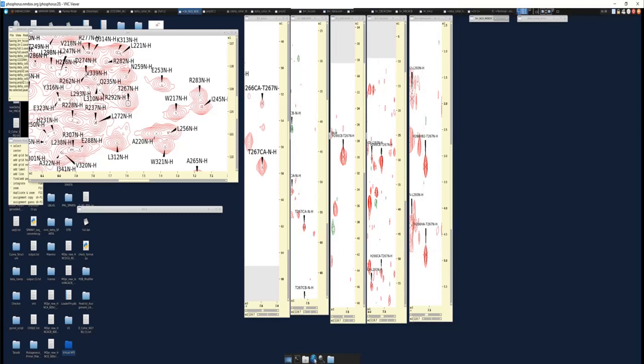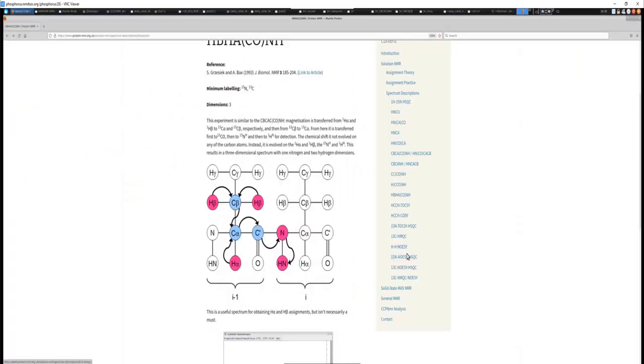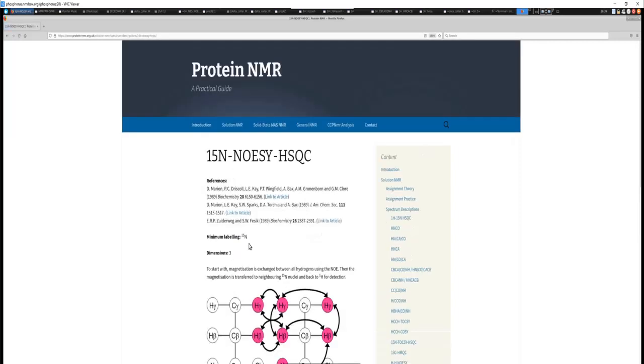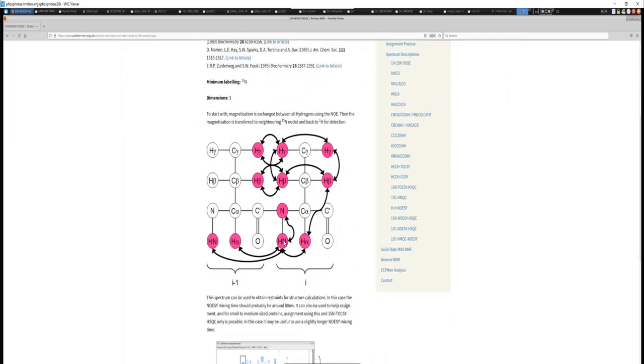Thus far, we've been discussing triple resonance experiments that correlate the I and I-1 amino acids by transferring magnetization through bonds. However, we can transfer the magnetization through space as well with nearby neighbors using the hydrogen of your amide. And these are known as NOESYs. And specifically for the backbone, the experiment we'll be focusing on is the N15-NOESY. And this correlates the amide backbone. Here it displays I and I-1 hydrogens that are nearby.